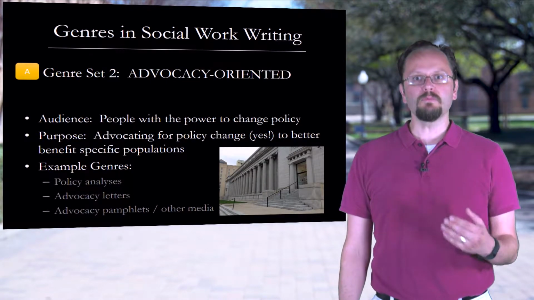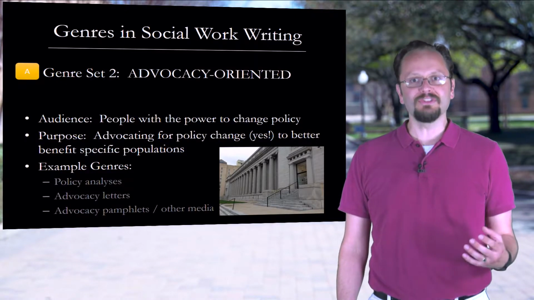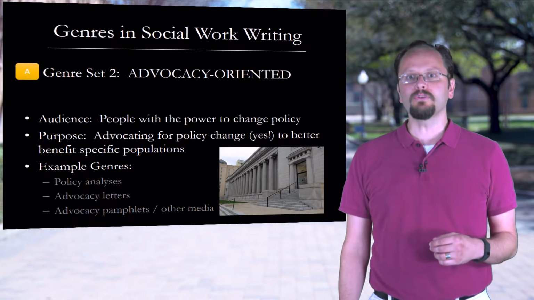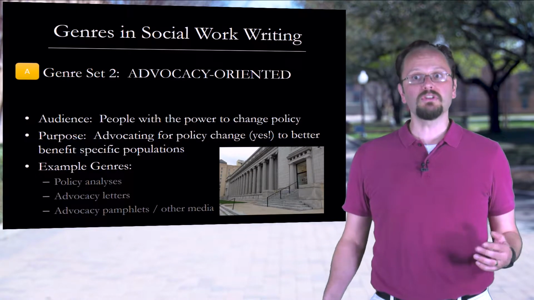Advocacy-oriented writing is basically writing that argues for improvements to public policy, so it addresses people with the power to make changes to laws or rules. The goal here is to make an argument that a specific law or rule does not work as well as it should, and to make recommendations for improvements.